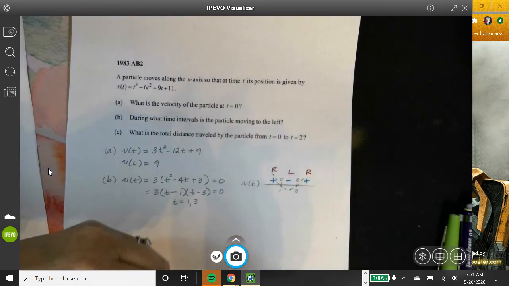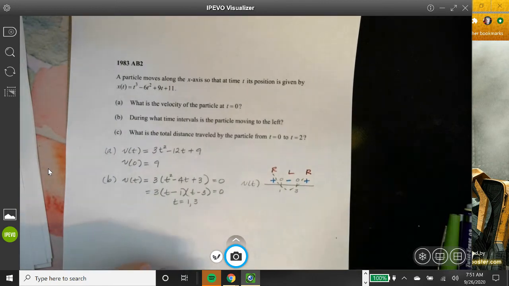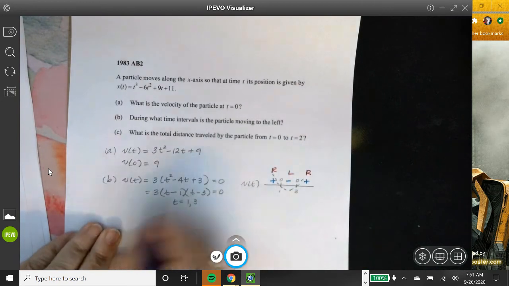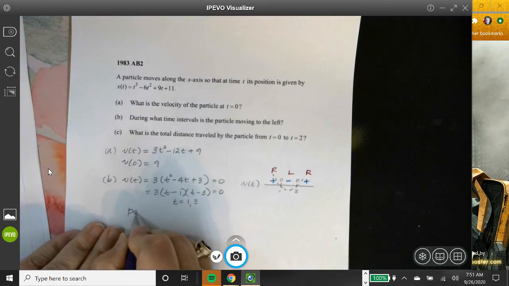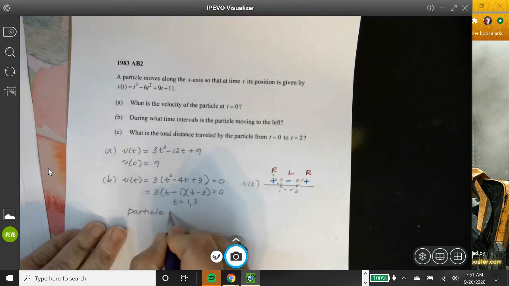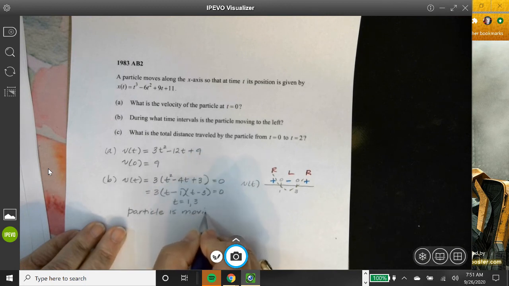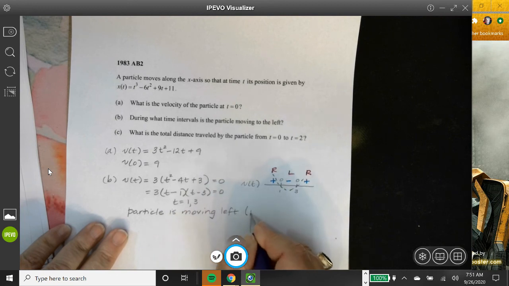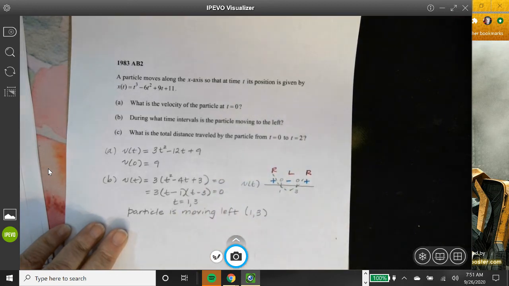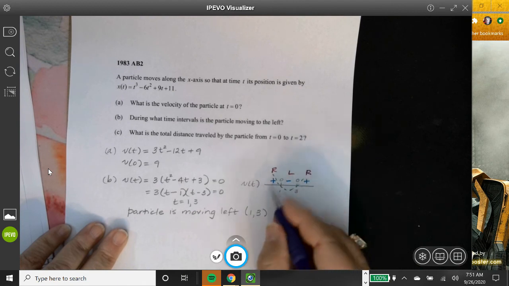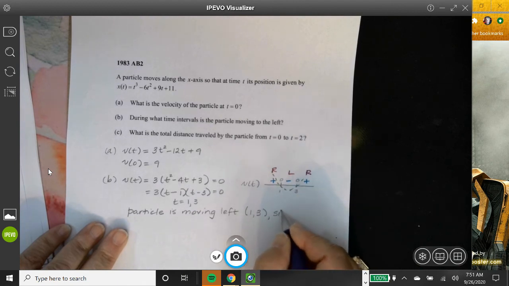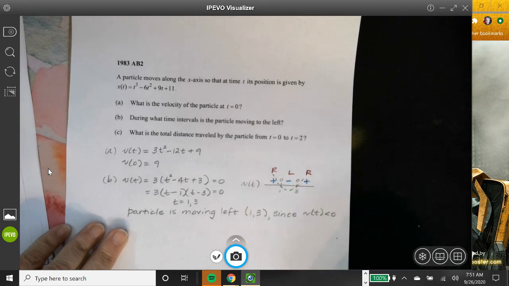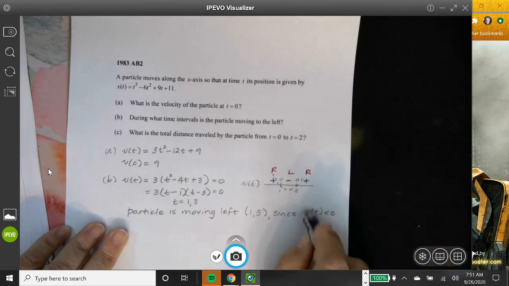I feel like I'm in the military. Right, left, right. And I want to know when the particle is moving to the left. So we can say the particle is moving left from 1 to 3. And I didn't include 1 and 3 because it's not moving at all at 1 and 3, since v of t is less than 0. My v looks a little suspect there.